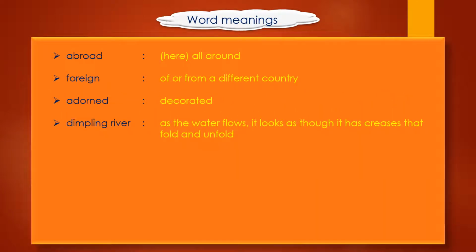is dimpling river. It means as the water flows, it looks as though it has creases that fold and unfold. So children, dimpling river means as the river flows, the water flows in creases, which fold and unfold in both the ways. So creases look like the dimpling river. The poet has used the words dimpling river for the folds or the creases of water here. It's showing the water flow. So here dimpling river means as the water flows, it looks as though it has creases that fold and unfold, right? Now let's see the next word.